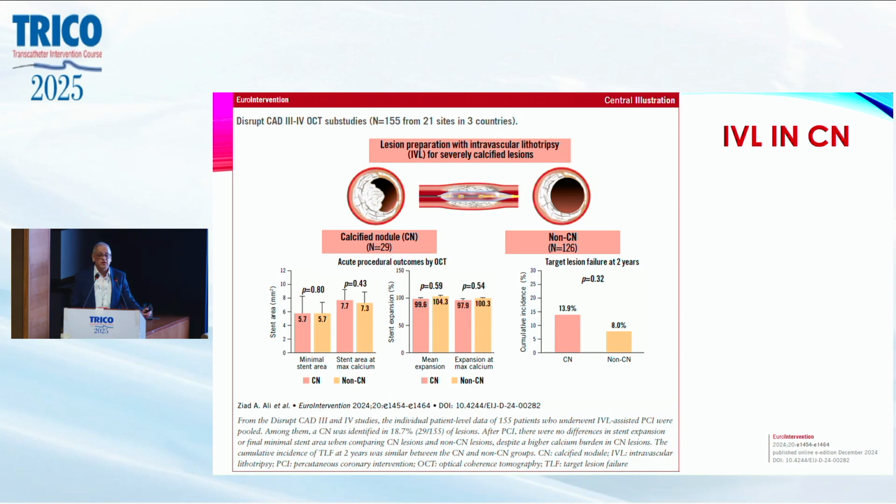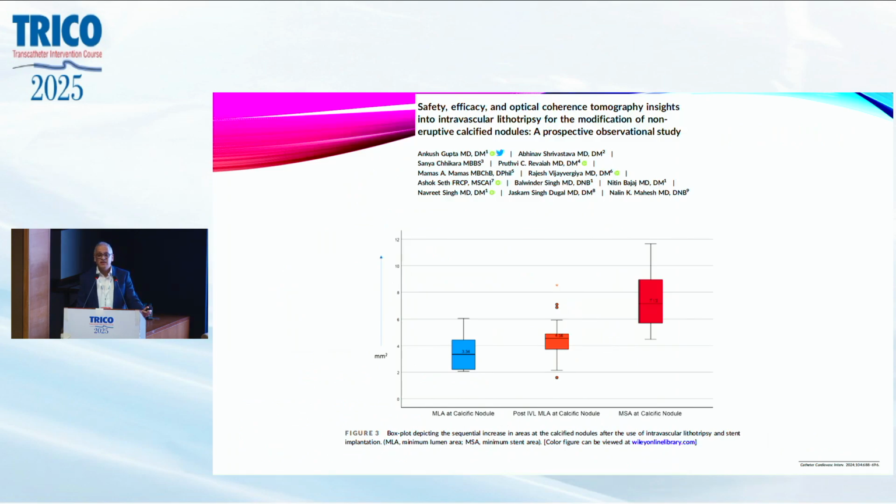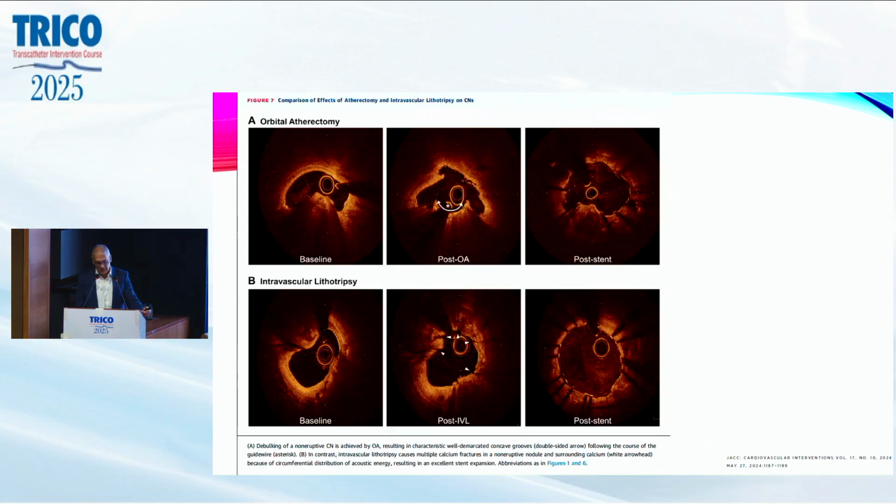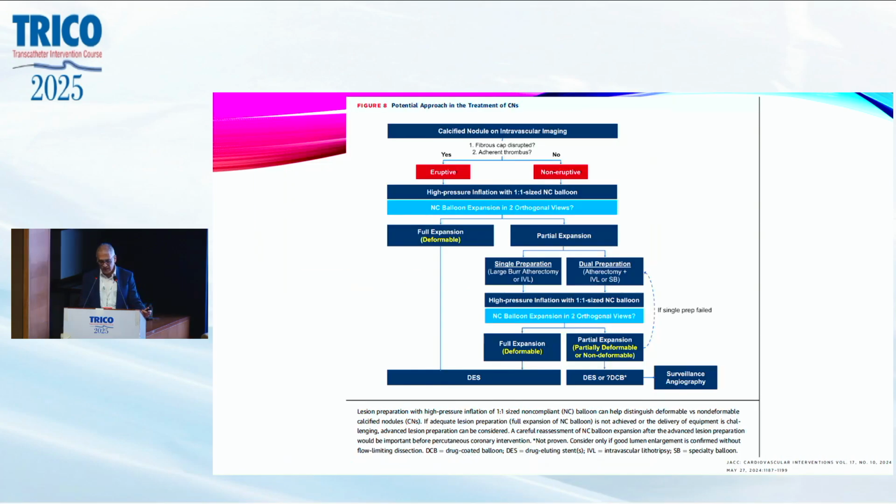There is data to say that you get good results, whether it is with a nodule or without nodule with IVL. There's also some Indian data which says that you get a good luminal gain, and you can successfully implant stents with good luminal area gain at the end of the procedure. And so this is what you can achieve with orbital and IVL. So how do you approach a patient with a calcific nodule?